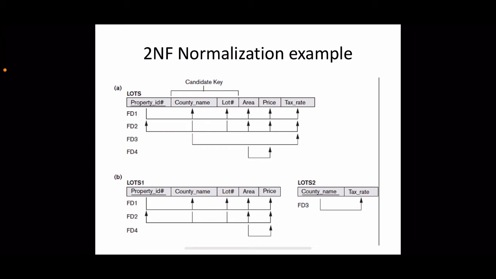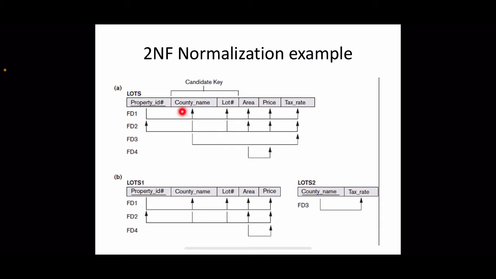If we consider these four functional dependencies, this LOTS schema violates the general definition of 2NF, because we have a functional dependency from the county name to the tax rate.